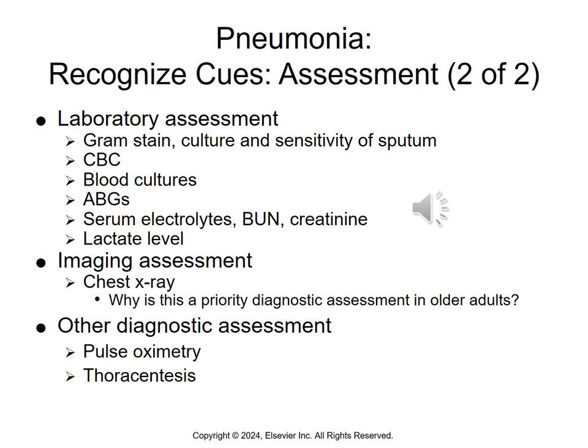Severely ill patients may also get ABGs to assess for respiratory acidosis and any need for supplemental oxygen based on their PaO2 level. Serum electrolytes, BUN, and creatinine are also prioritized. Remember that a higher BUN in the setting of a normal creatinine would indicate dehydration. Lactic acid may be performed to assess for sepsis.